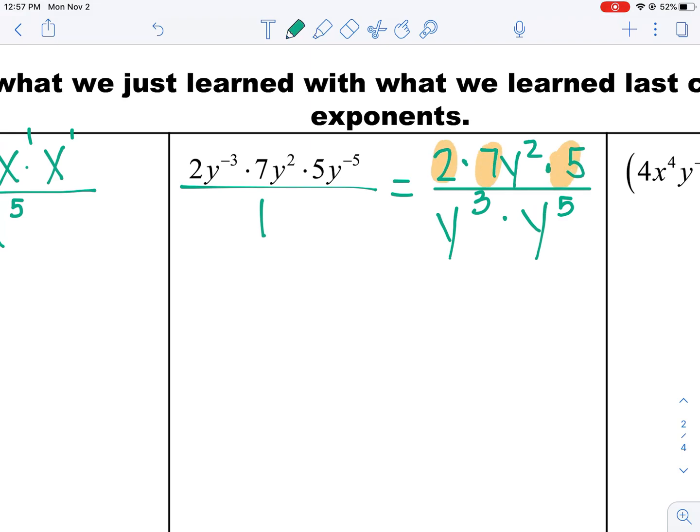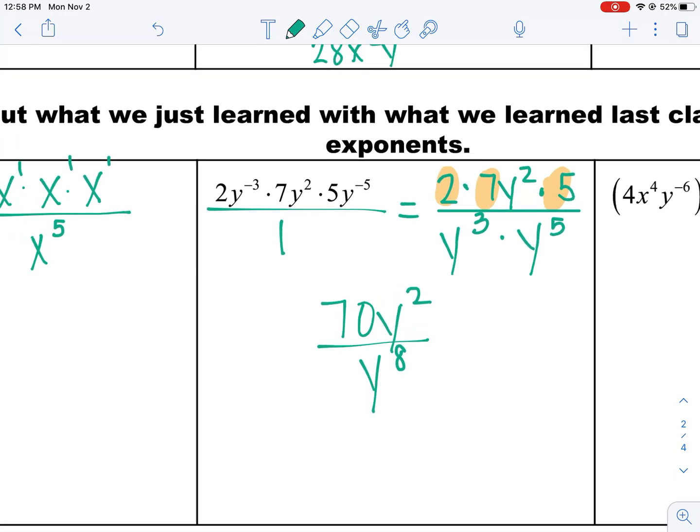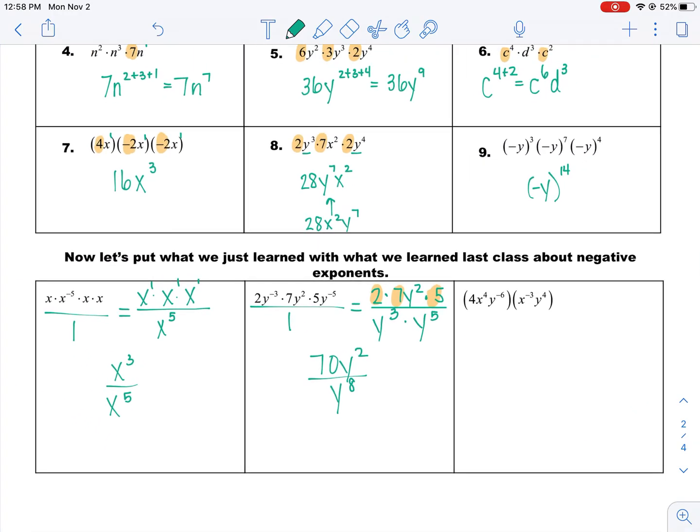Take care of our coefficient numbers. So we get 70. Y to the 2nd stays up top. And we use our product rule on the bottom. We add 3 plus 5 and get y to the 8th. Again, this can be simplified more, but we'll talk about that in lesson 5.